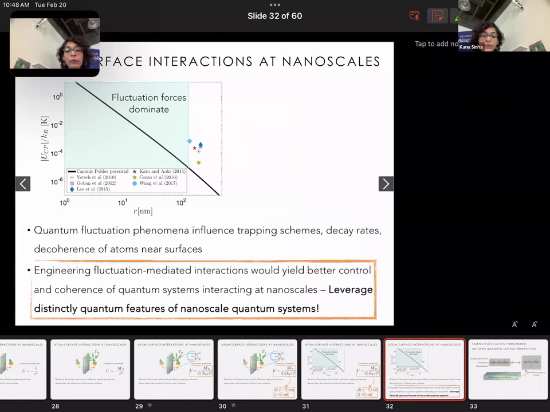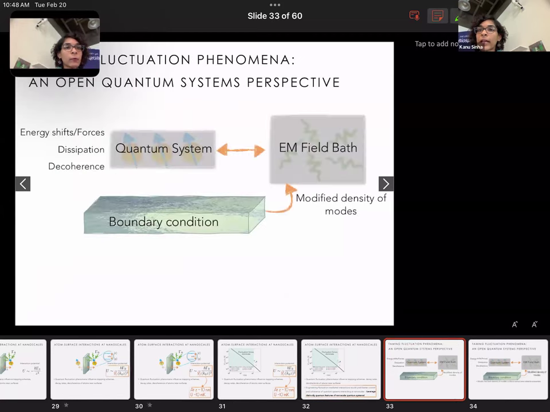And in fact, what's more interesting is that these atoms that you're trapping are quantum systems in themselves. So we may be able to leverage their quantum properties to control these fluctuation forces as a separate knob than what we have otherwise used for controlling fluctuation forces with more macroscopic bodies. And for that purpose, we can take an open quantum systems point of view. So how do you control these fluctuation-induced effects?